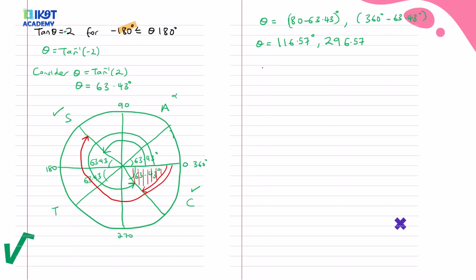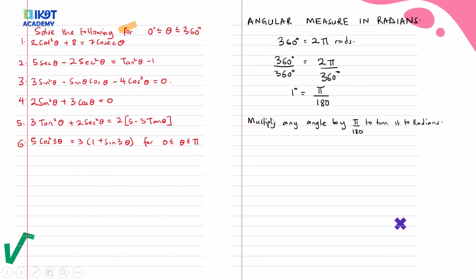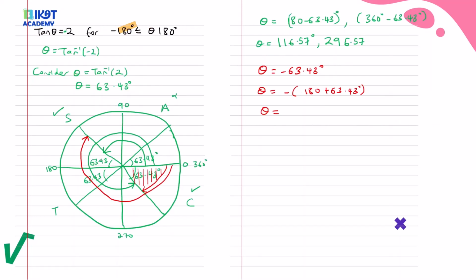So that's why here theta is going to be negative 63.43 degrees. Then for that second one, theta will be negative 180 plus 63.43. So theta is equal to negative 243.43 degrees.